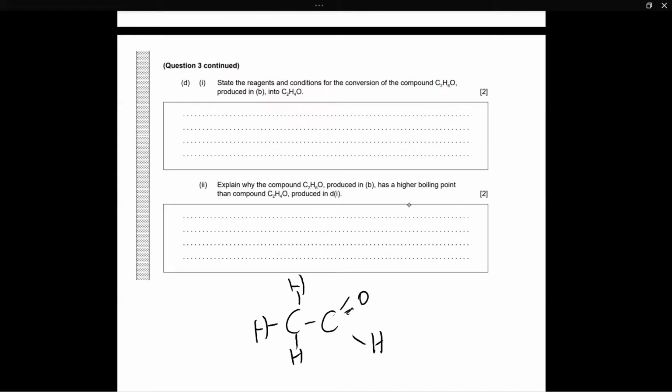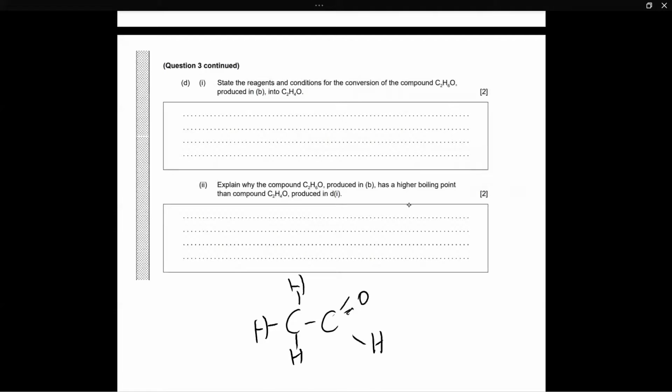Now, in order for you to oxidize the ethanol, we need a few reagents and conditions, and that is what they are asking us to state over here. So this is something that you just need to know and actually remember, because it is something that you are expected to know. And if you do not know what I'm talking about, I would highly recommend you look at the conditions needed to oxidize a primary alcohol like ethanol into an aldehyde.